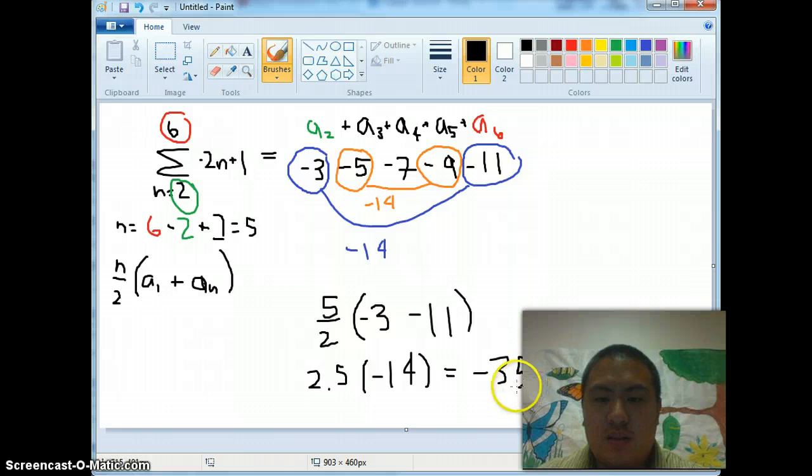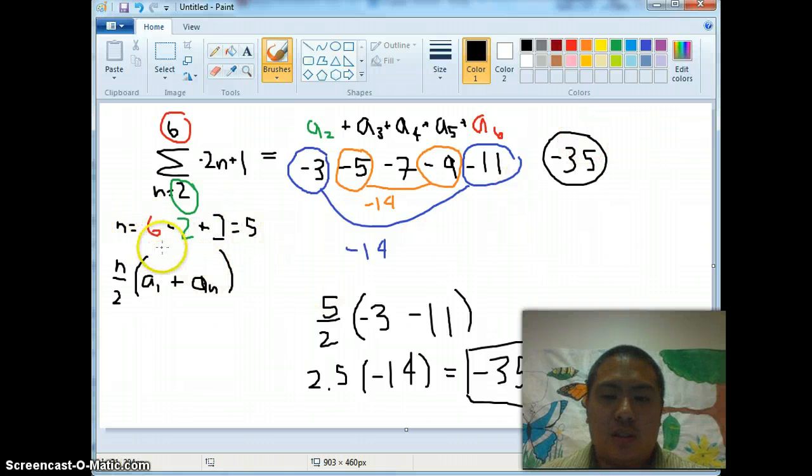Okay, so the arithmetic sum formula gave us negative 35, and if we're doing it just from either calculator or seeing this pairing action, we have negative 14, another negative 14, a negative 7. Well, that gives us negative 28 minus 7, so it's also negative 35.